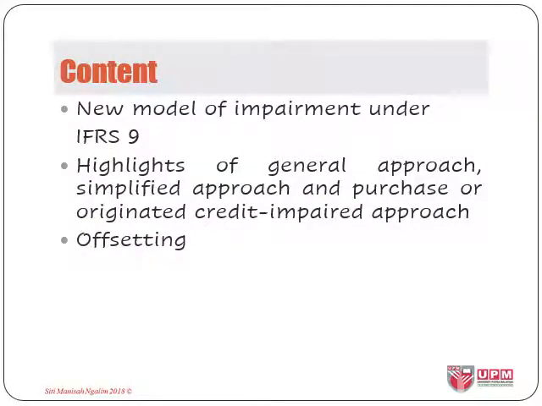For this short presentation, I will be touching on how the new model of impairment for financial assets came into being under IFRS 9, and highlight a few things on the general approach, simplified approach, purchased or originated credit-impaired approach, and financial asset and liabilities offsetting.